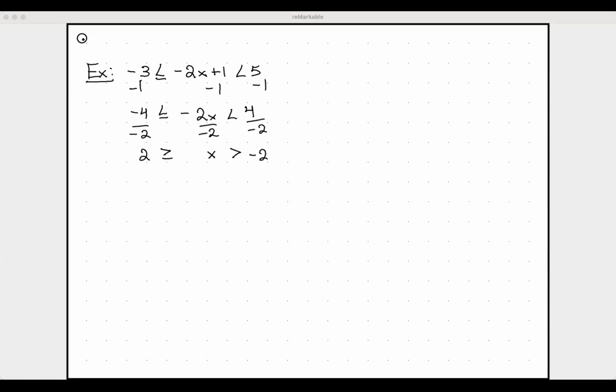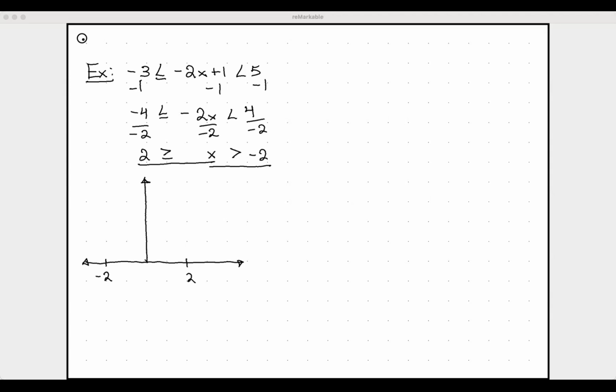So I'm going to graph this. This defines two vertical lines. One of them is x is less than or equal to 2, and the other one is x is greater than -2. So I suppose I need to go a little further this way on my graph. Here's -2, here's 2.